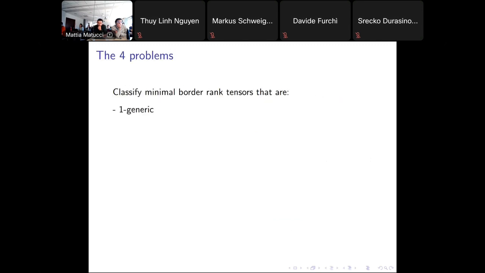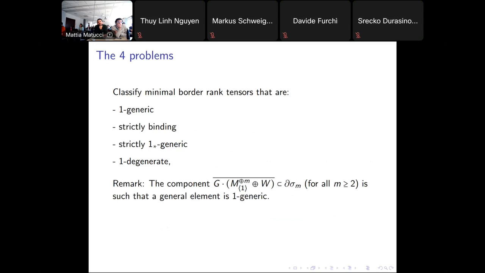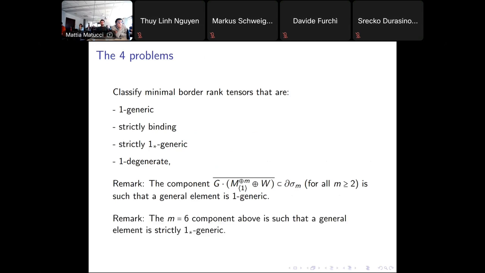So now we have 4 problems instead of 1. So we break it up into 4 problems. By the way, the classical component of the boundary is such that a general element is 1-generic. So that theorem also gave, and this really surprised me, that when you go 1 dimension higher to m equals 6, there's a component of the boundary whose general element is not 1-generic. So it's actually 1-star generic.